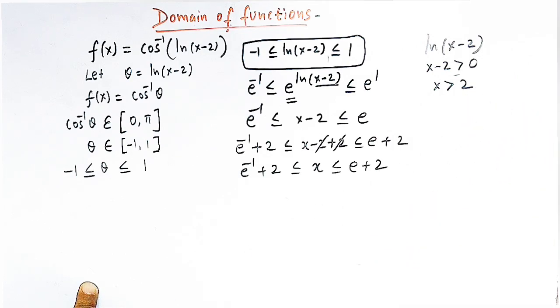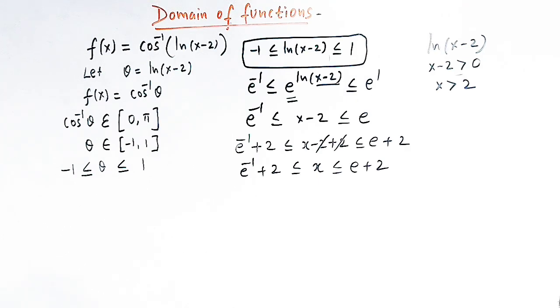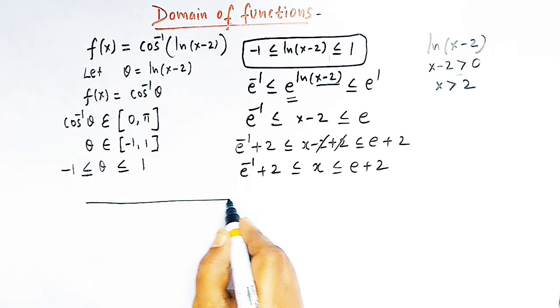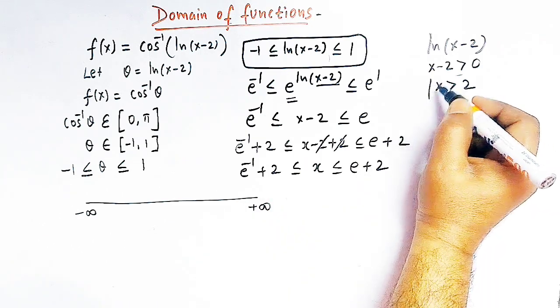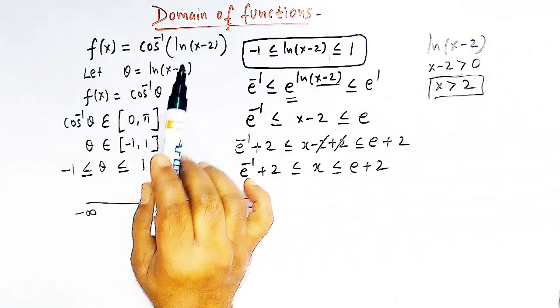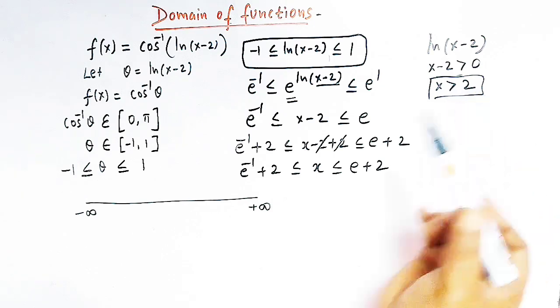So now let us take the help of the real number line. Here we have the real number line, minus infinity and plus infinity, right? And here the first condition is that x should be greater than 2.